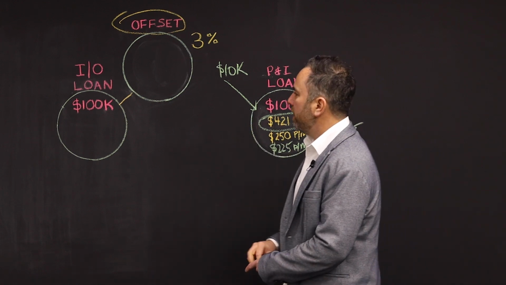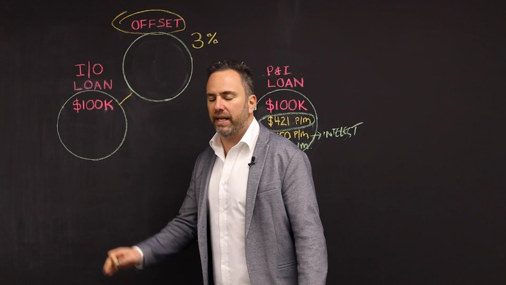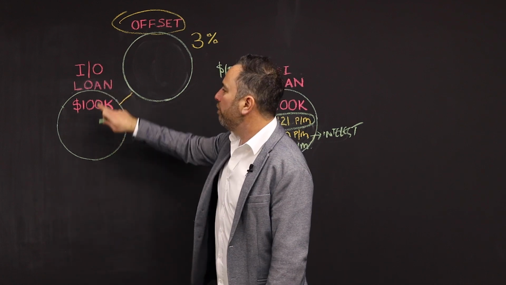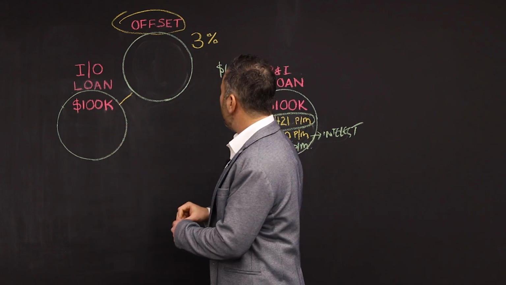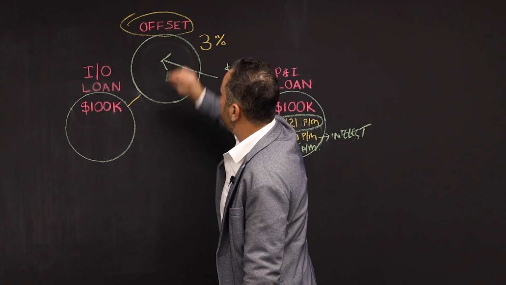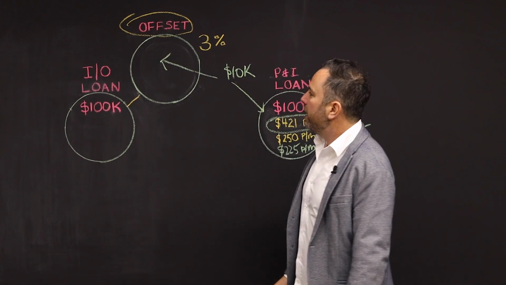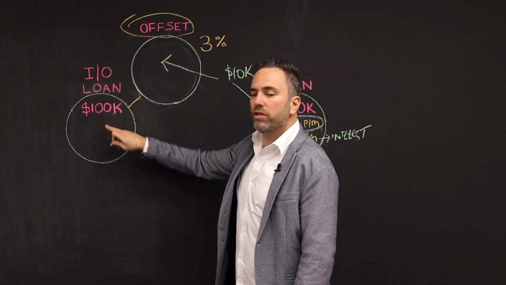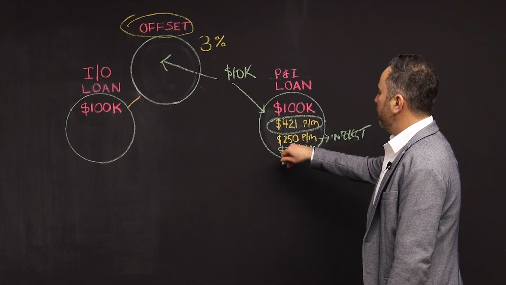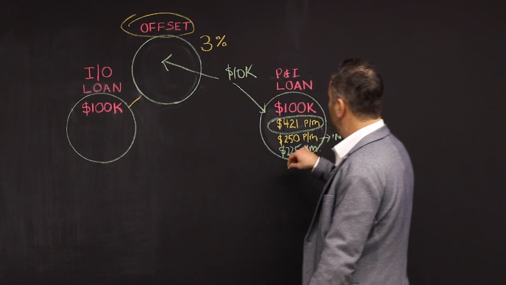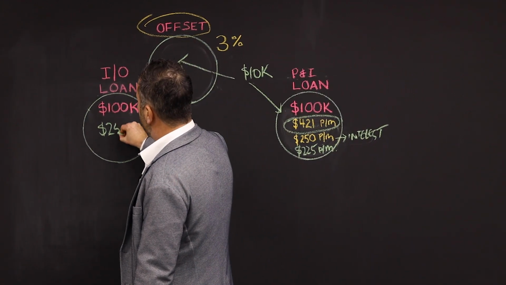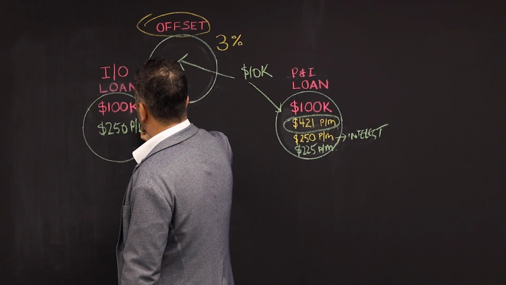If we go and use the other facility here, and again, whether it's a redraw or an offset doesn't really matter in this explanation, but here I've got an interest-only loan. And so instead of my 10 grand going into the loan here, I've dumped it into the offset account. So now what happens is I've got an interest-only repayment on $100,000. And the interest-only repayment on $100,000 is going to be the same as this. It's $250 per month. That's what I'm paying each and every month.